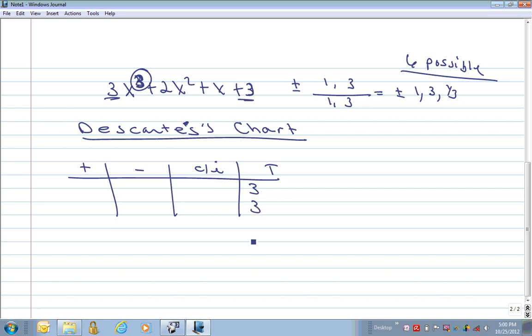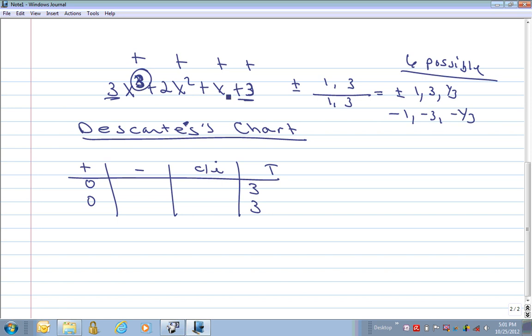And now let's do positives. If all the x's were positive, this term is positive, this term is positive, this term is positive, this is positive. No sign changes, so we'd have 0, and we would put 0 in the second column. So there are no positives. So this time, just like before, we just cut out half our list. So our list now, taking all the positives out, is going to be -1, -3, or -1/3.